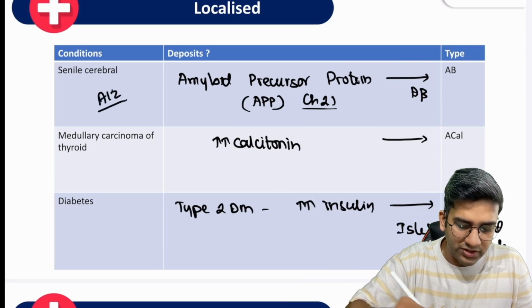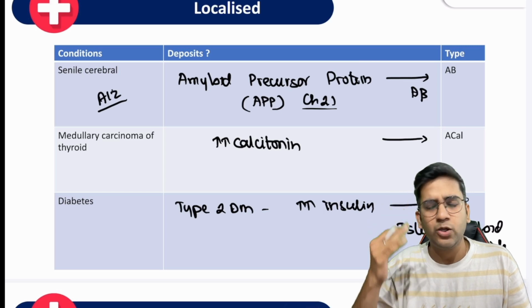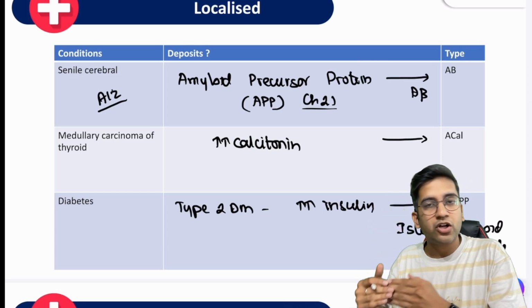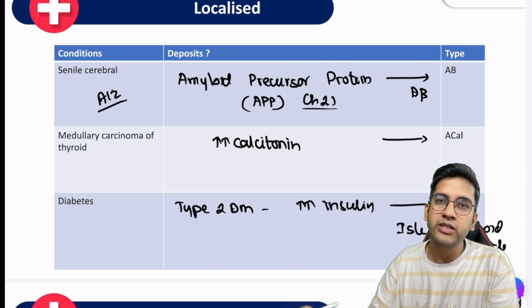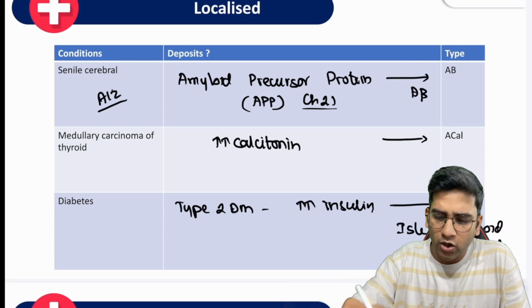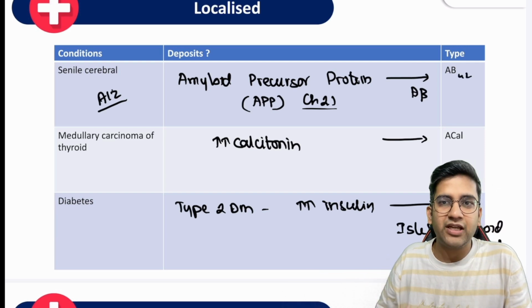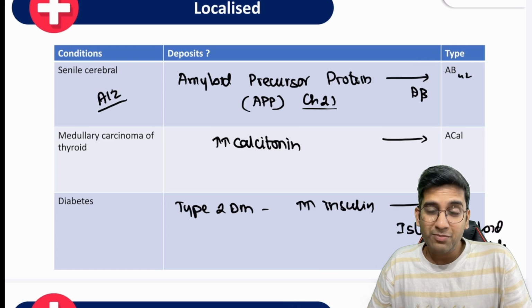We have a protein called amyloid precursor protein, which is there in lots of neurons. So the breakdown product of amyloid precursor protein is A beta. That gets accumulated abnormally, resulting in A beta amyloidosis, fine? Or A beta 42 is more specific if you want to learn about it. One more important PYQ here.